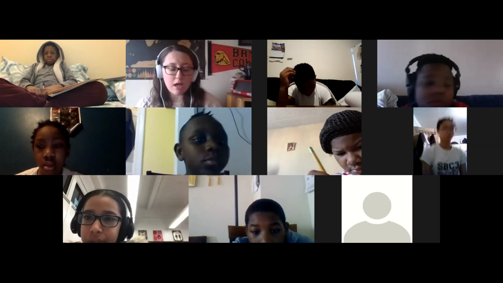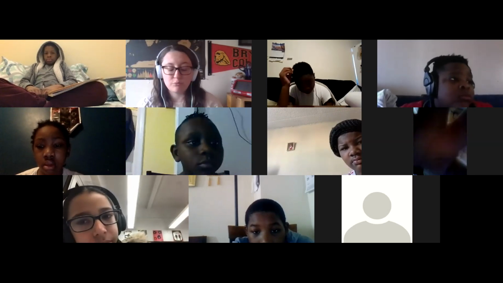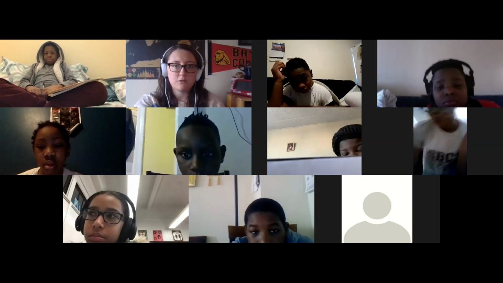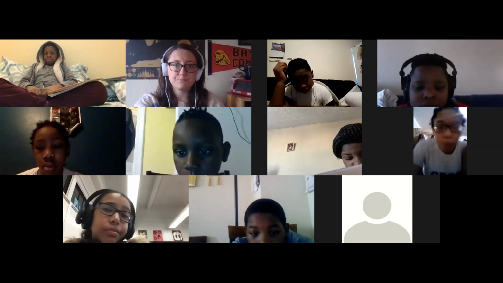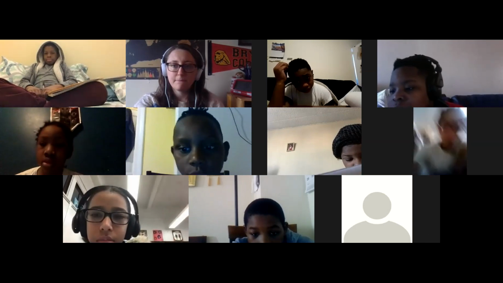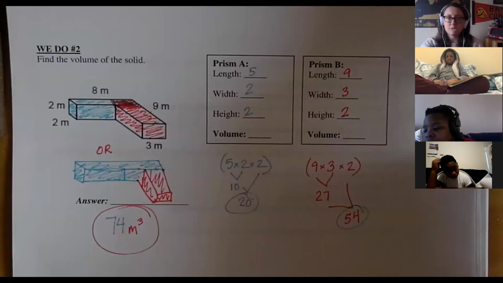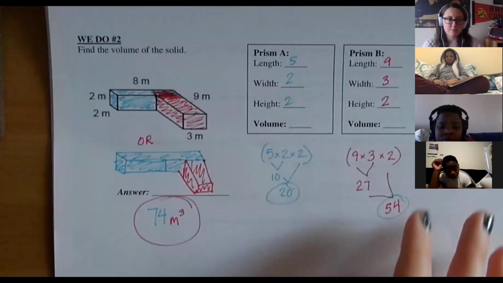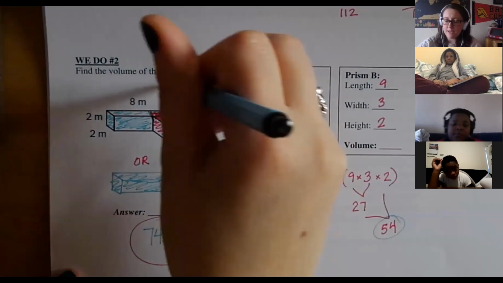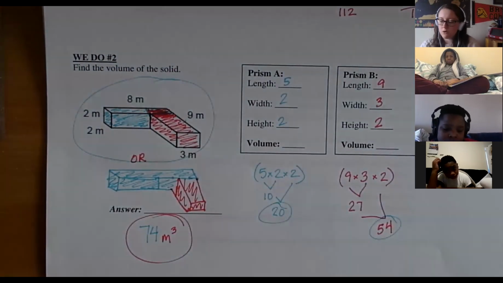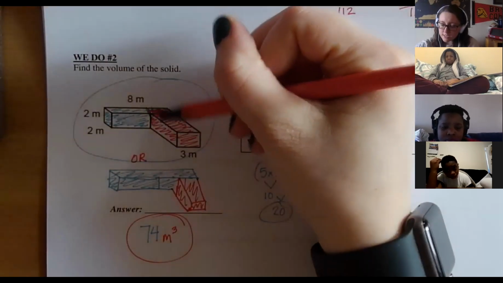Okay, so there are two different ways to break up this shape. So I'm going to put my screen on and show you guys those two different ways. So the first way is like this way up here at the top. Okay, so that is when I did the first prism, went all the way back to here.